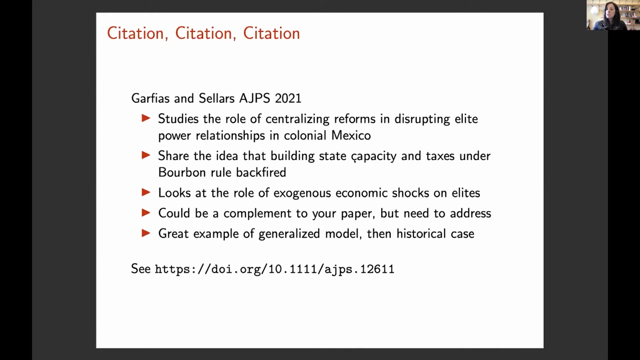But they also look at the role of exogenous shocks on elites. It's not the shocks you're looking at; they look at drought and the subsequent economic consequences of this drought. But this is a paper that's very, very close to yours, and it's a complement, I think. You are both looking at different things, but this is also a very good example of a generalized model, then a historical case. So no matter what, you really need to engage with this paper given its similarities.